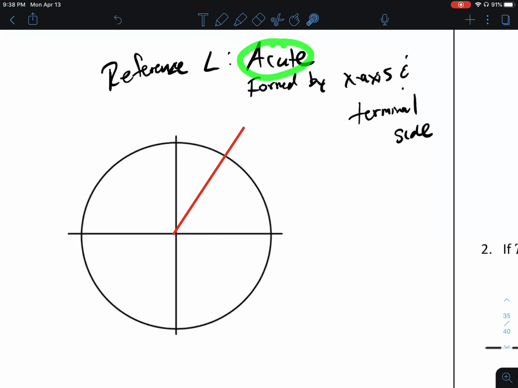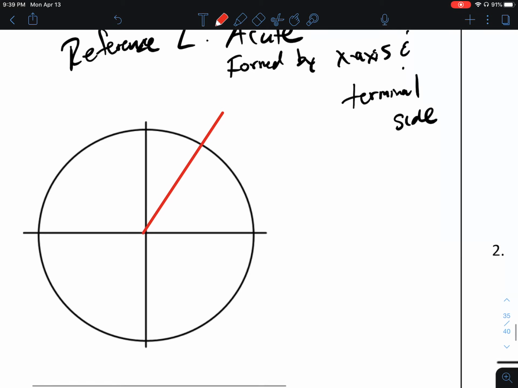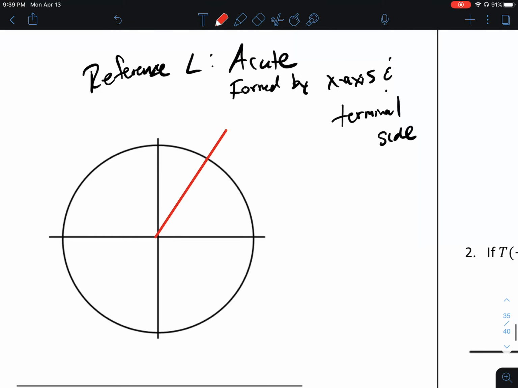First of all, it has to be acute. So this is an acute angle. This is an acute angle. Nothing else in here is acute. So it's either that angle or that angle. It's formed by the x-axis and the terminal side. So this is the terminal side. This is the x-axis. So in this example, this would be the reference angle. We'll denote that with R for reference angle.